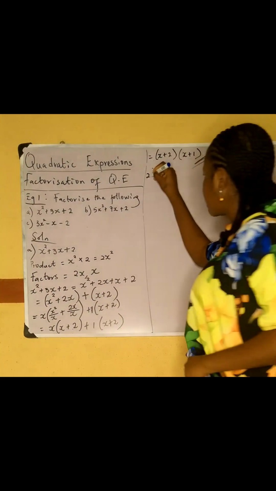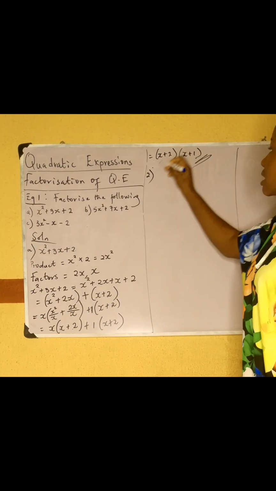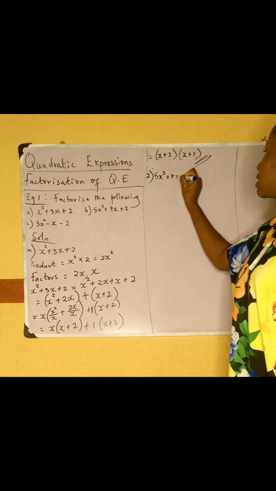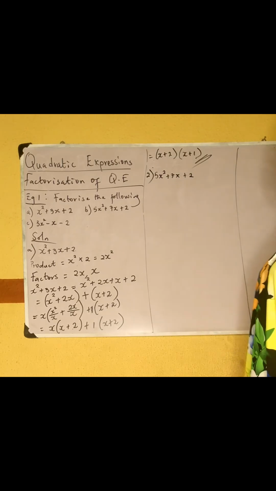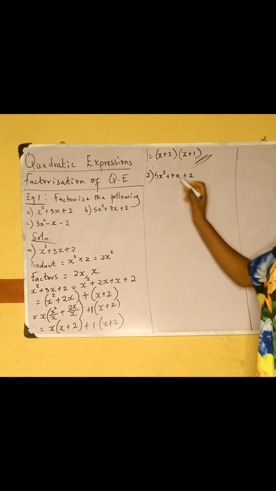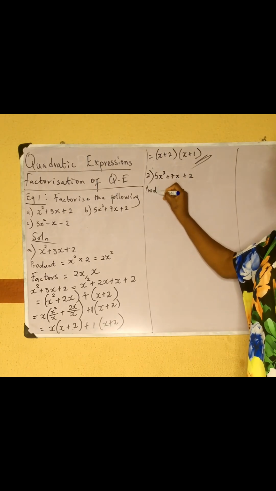to solve the second example. Our second example now is 5s squared plus 7s plus 2. So we have 5s squared plus 7s plus 2. So first of all, we look for the products.